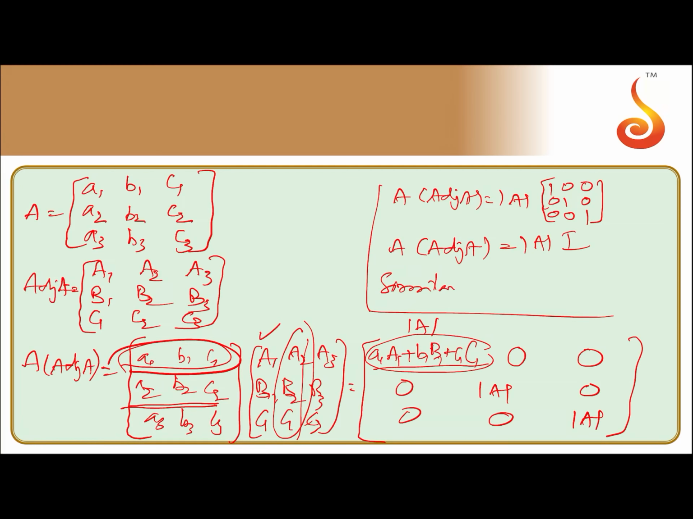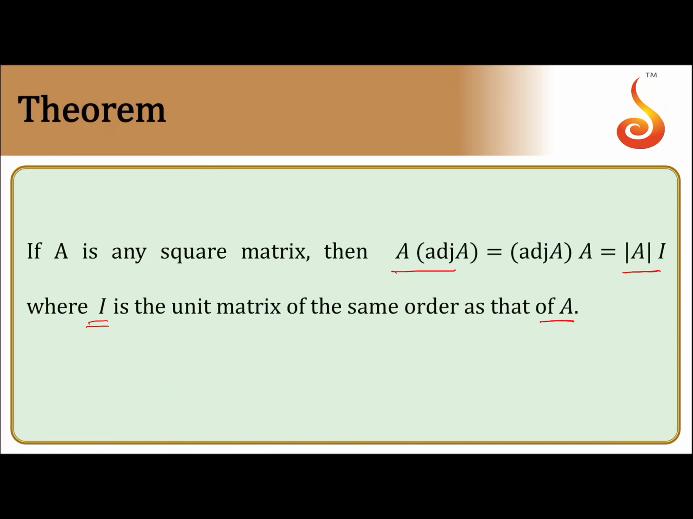Similarly, we can also prove adjoint of A multiplied by A is equal to det A multiplied by I. Therefore, the property is nothing but A into adjoint A is equal to adjoint A into A is equal to det A multiplied by the unit matrix. Okay.